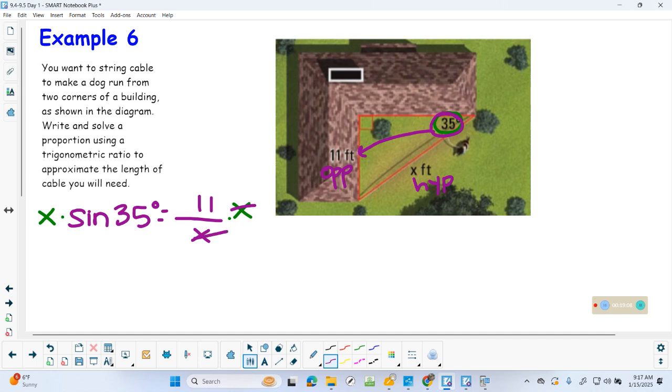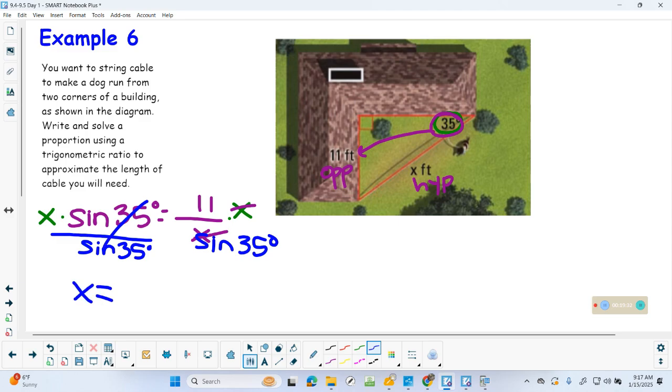Now, from here, honestly, I could go to my calculator because I know to get x alone, how are you going to eliminate sine of 35? Divide it. So I just right now go to my calculator and I type in 11 divided by sine of 35. You know I love to write work though, so I'm going to write it. I'm going to divide by the sine of 35. Okay, let's punch it in.